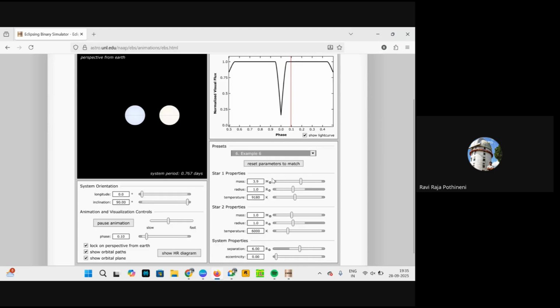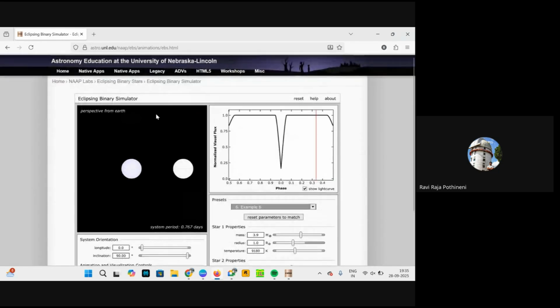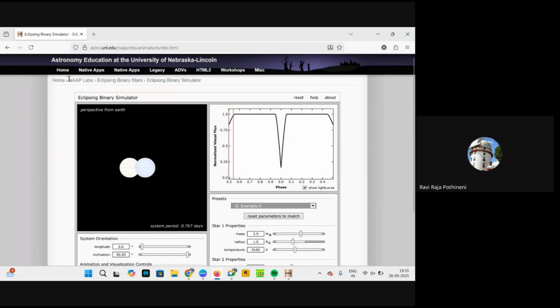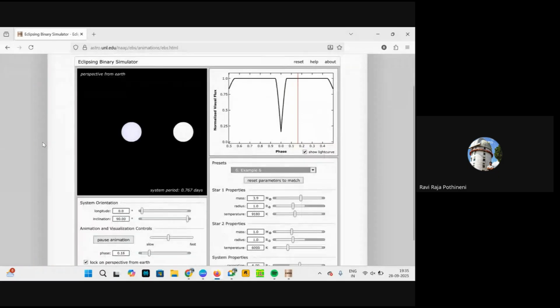Right. Accordingly, you see the light curve. So I will try to share this link with you. Need not worry. Or you can just go to the internet and type Eclipsing Binary Simulator. You will get it. Okay, so here is the resource. It is NAAP Labs. You can just search for it and you can play with this simulation in your free time.